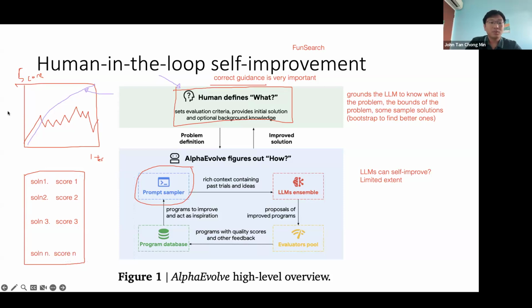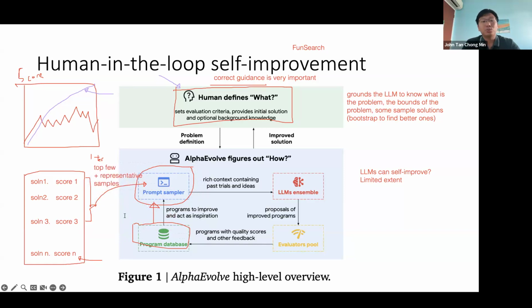So one way of doing it is to just pick the top few scores and then use them as the context in your prompt sampler. I'm talking about this process here, using the program database to select some into the program. But if you select only the top few, you might need some guidance from the worst few solutions also. So you could do the top few selections plus representative samples. There are various ways of doing this. I'm not going to go into too much detail because it really depends on the problem.